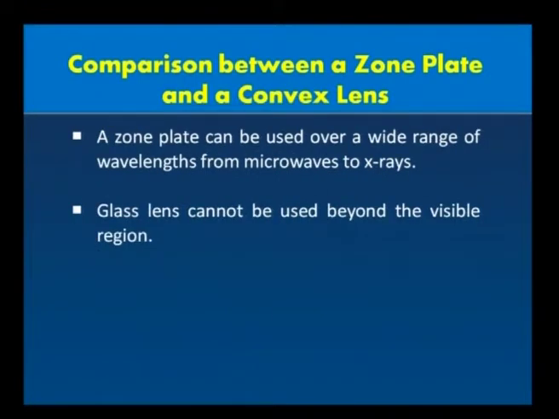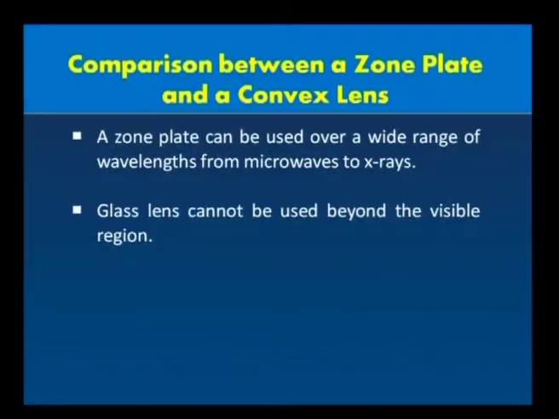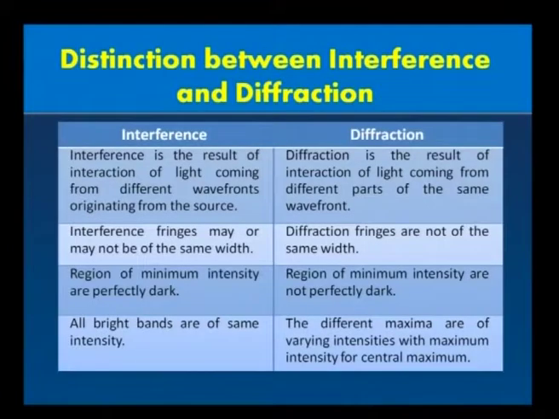A zone plate can be used over a wide range of wavelengths from microwaves to X-rays, whereas the convex lens means you have the usual light. For instance, the light wave that one can see from 4000 angstroms to 7000 angstroms. A glass lens cannot be used beyond the visible region. So, now we will pass on to the next section.